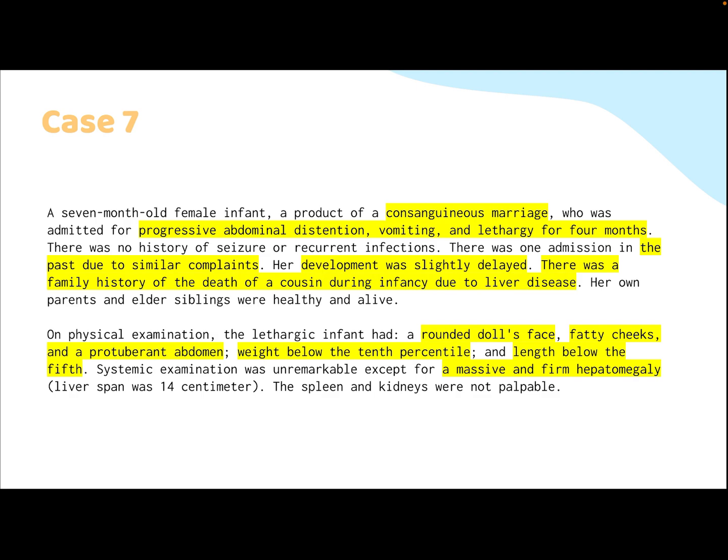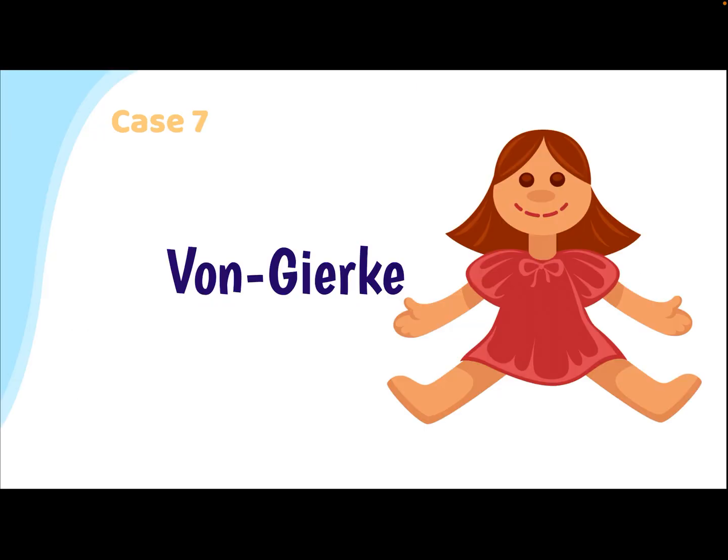So, what are the features here? There is no developmental delay, as we mentioned in previous cases. There is an abdominal distension with a palpable and firm hepatomegaly. There is vomiting and lethargy. There is the round doll face, which is the characteristic feature of the disease we'll be talking about, and fatty cheeks.